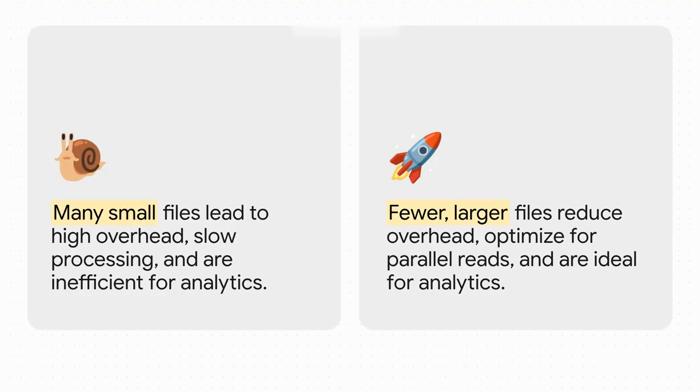The whole core of this new strategy is a simple shift in thinking. Instead of millions of tiny files, what we really want are fewer, larger files. So instead of that fire hose of little bitty writes, we're going to batch our events together into bigger, consolidated chunks. Let's say 256 megabytes, or even larger. Just doing that immediately slashes our operational costs and makes the data so much easier for systems like BigQuery to read in parallel.